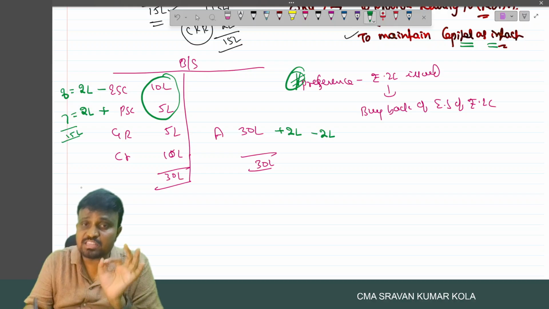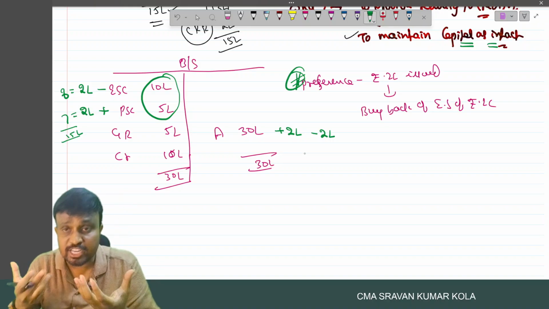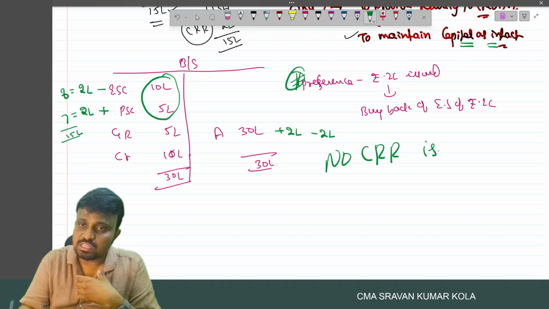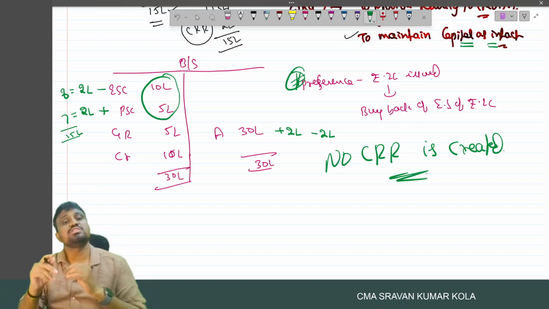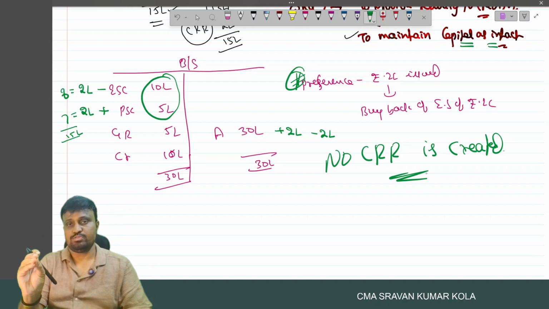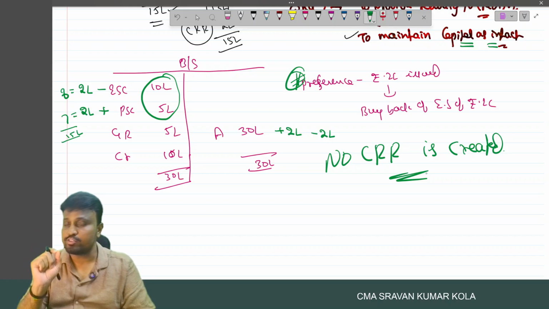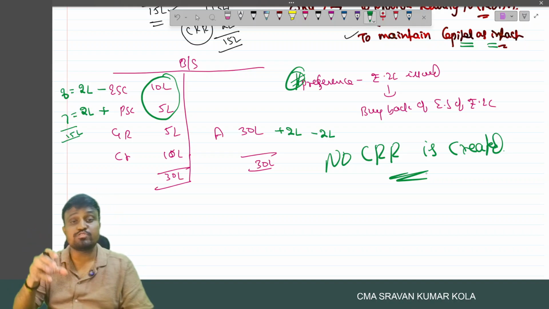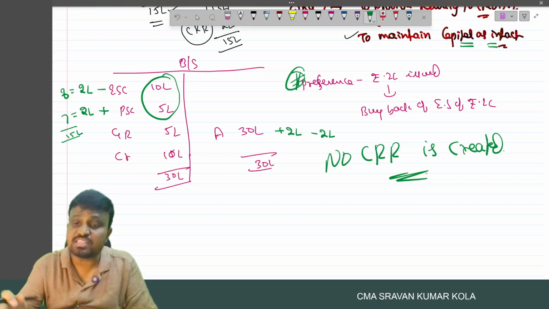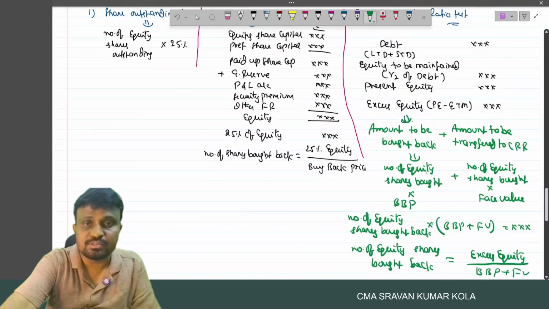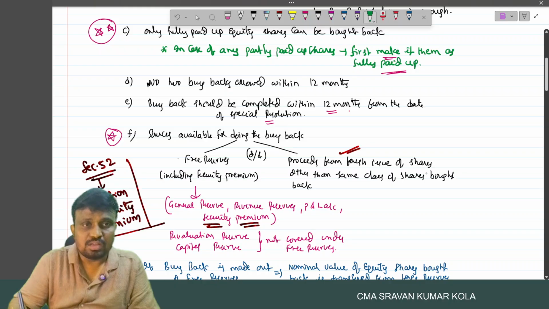That's why if the buyback is made out of the proceeds from fresh issue of shares other than the same class of equity shares bought back, remember, no CRR is created. CRR is created only if the buyback is made out of free reserves. CRR is created to maintain security to the creditor, and to maintain the capital as intact. If buyback is made out of the proceeds from fresh issue of shares, remember no CRR is created. I hope you understand and got the clarity about why the CRR has been created. That is one of the important ones.